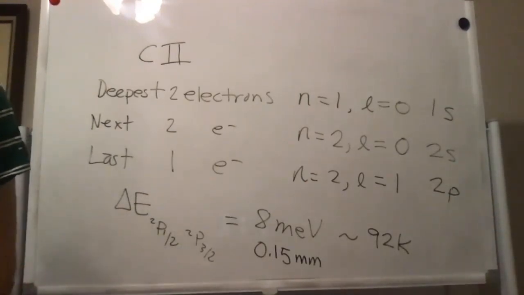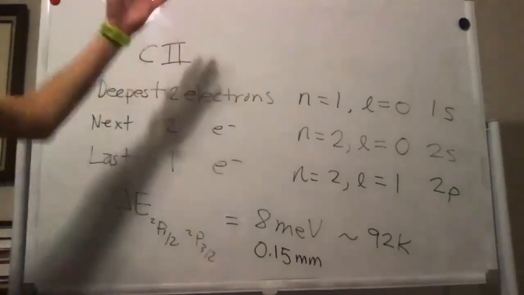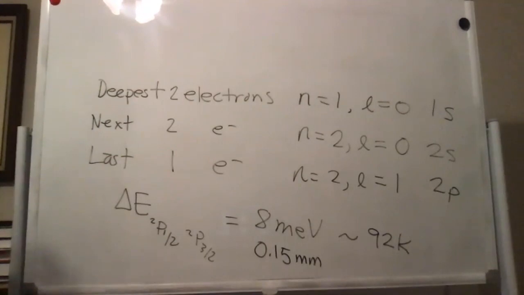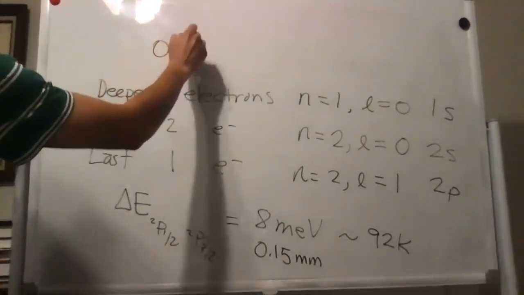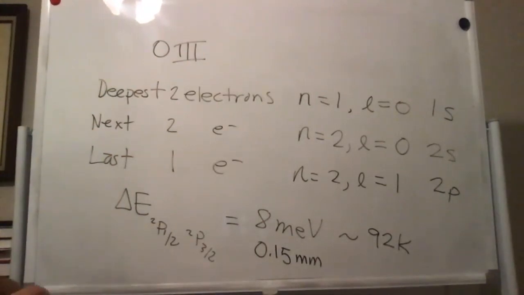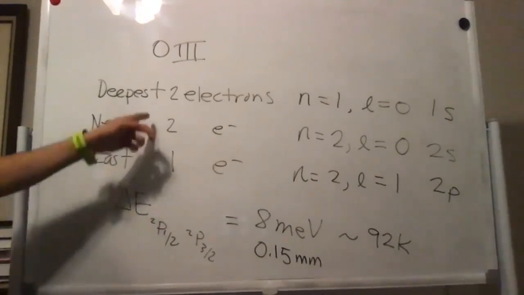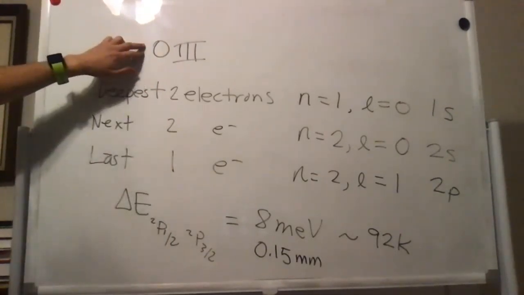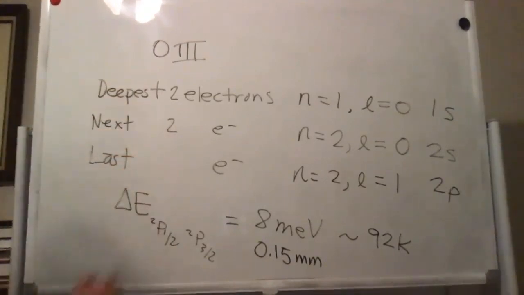The other one that is very important is exactly the same physics. It's oxygen 3, doubly ionized oxygen. This one is going to be more complicated. It's going to have 6 electrons. So it has 2 valence electrons.